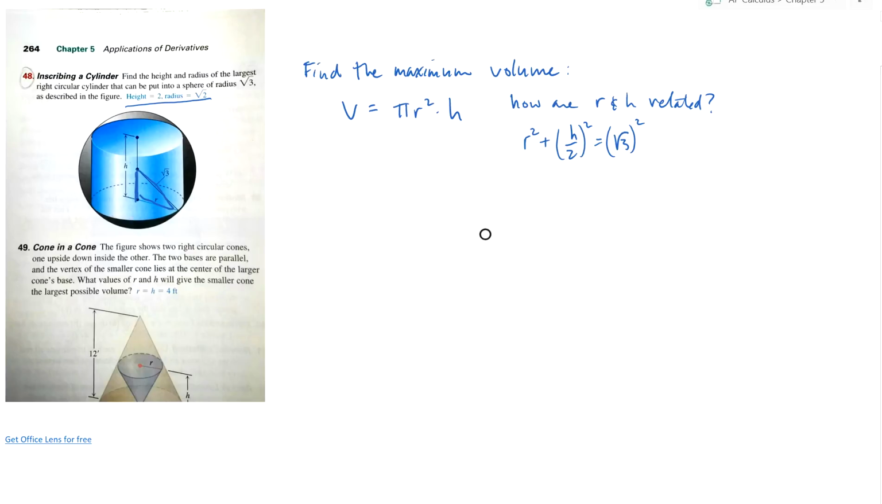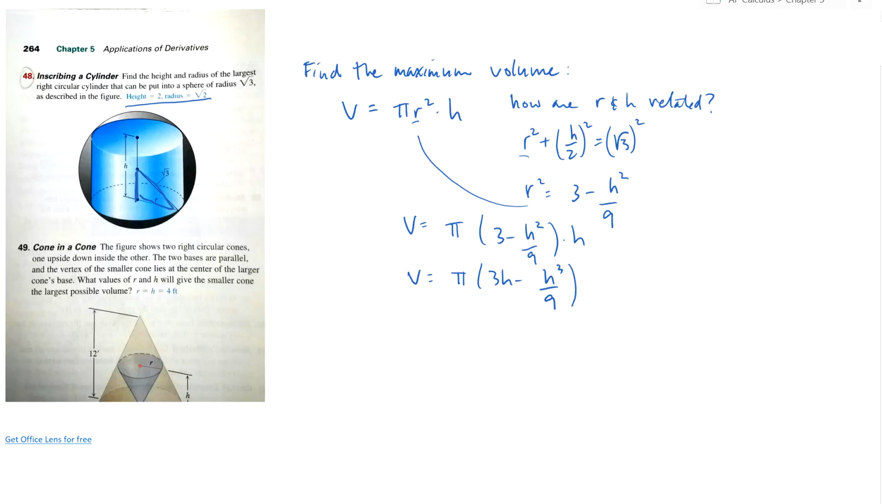Okay, so let's solve for one or the other, and since I've already got r squared in my equation, why don't I just solve this for r squared? r squared is 3 minus h squared over 9, and then replace that into here. So I've got V equals pi times 3 minus h squared over 9 times h. Since I'm going to maximize it, I know I'm going to take the derivative. Let's multiply it out, make it easy: pi times 3h minus h cubed over 9.